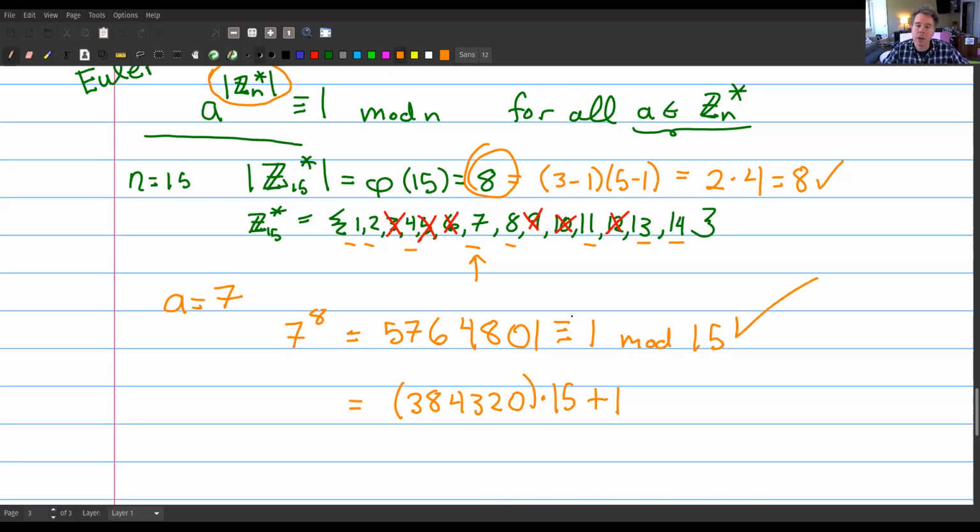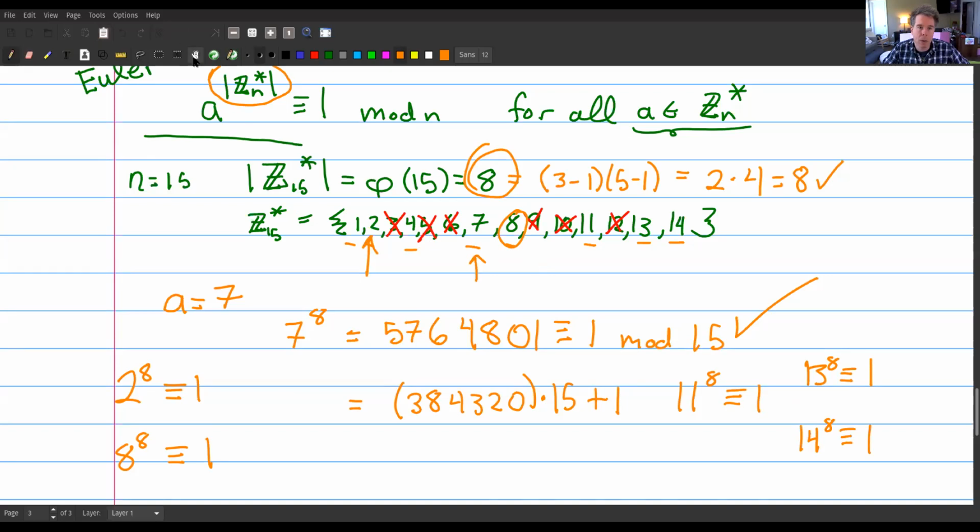Okay. And so that same fact will also be true for any of these numbers that are inside this group. So it will also be true that 2 to the 8 is congruent to 1, and that 8 to the 8 is congruent to 1, and 11 to the 8 is congruent to 1, and 13 to the 8 is congruent to 1, and 14 to the 8 is congruent to 1. But it won't necessarily be true for some number that I've crossed out, like 5.